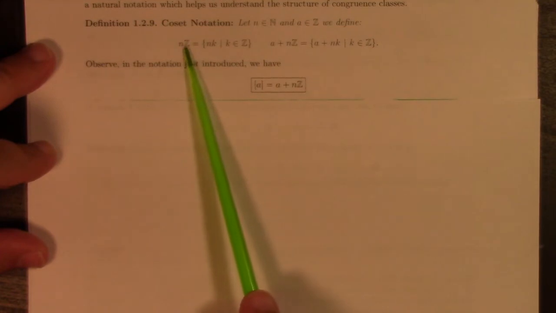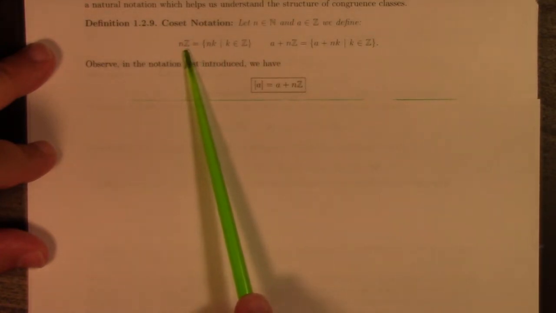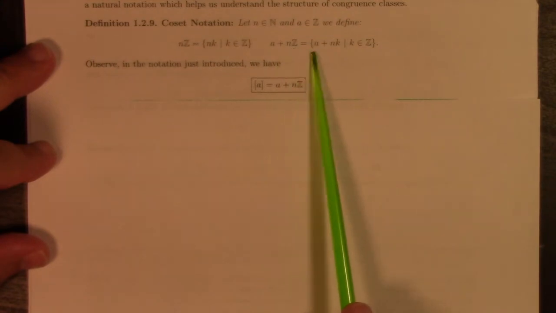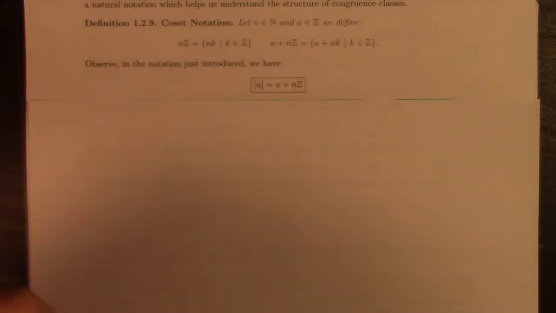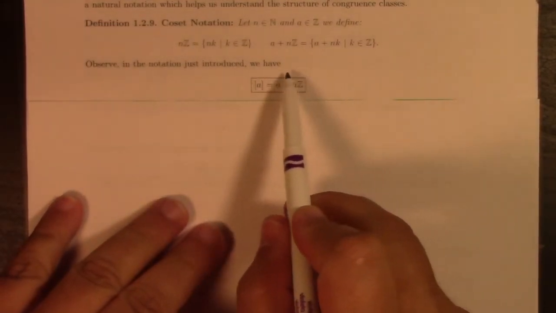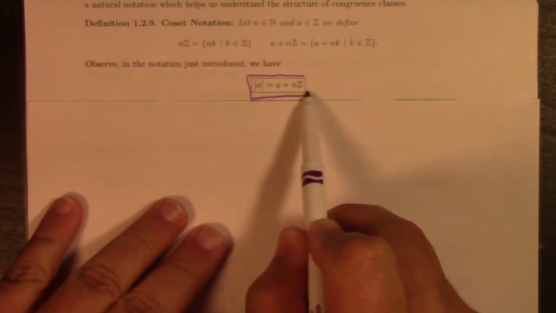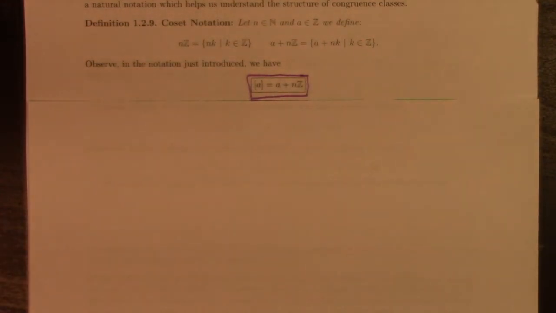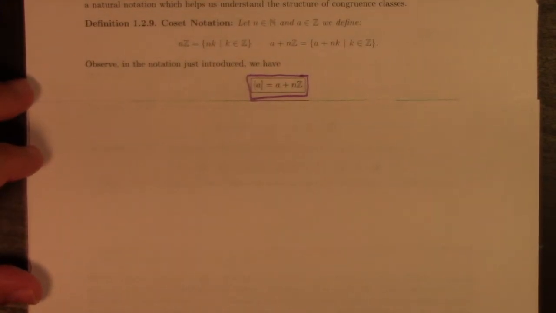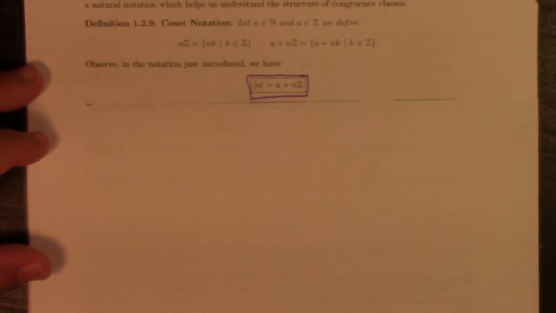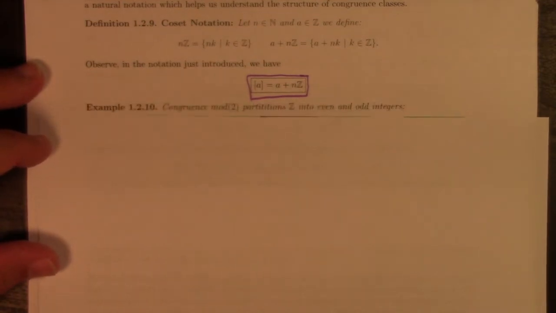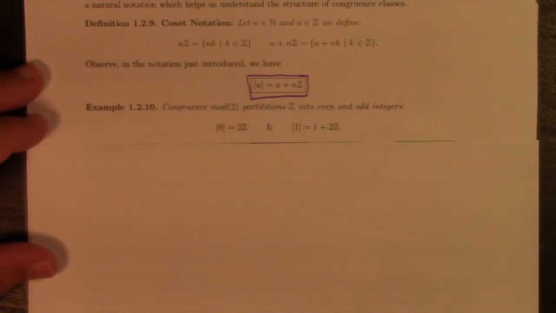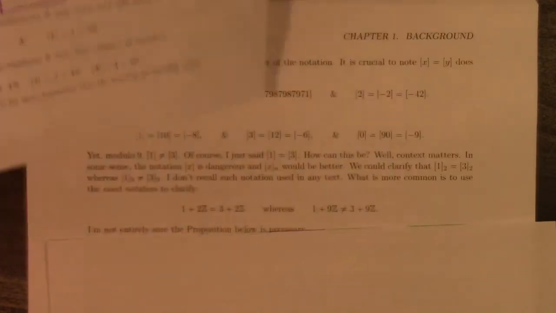So again, here's the coset notation. nZ is just the integer multiples of n, and then a + nZ is exactly the equivalence class of a, or the residue of a, which is a + nZ. These are also called the residue class mod n, I think. So there you go, even and odd, and here's the 4Z. Let's get on with it.